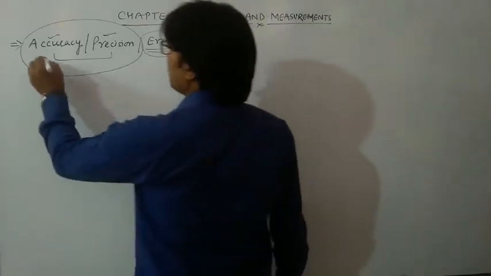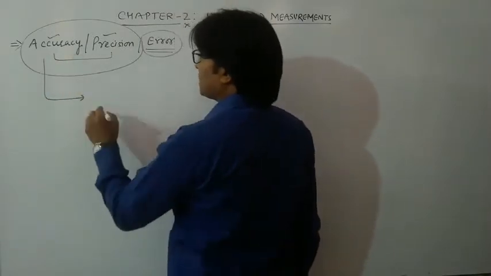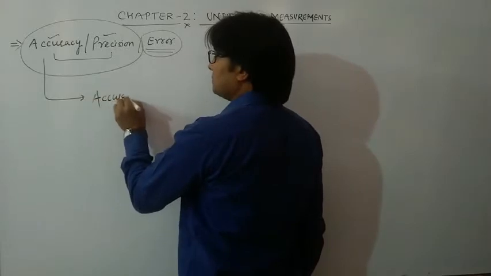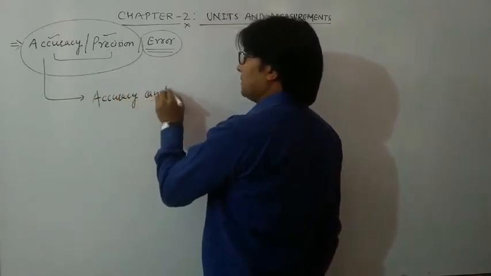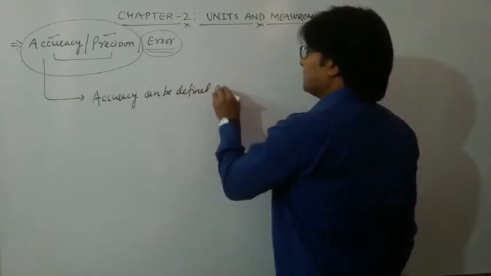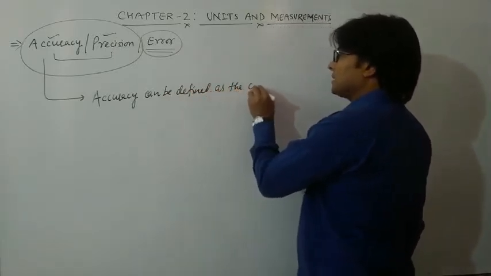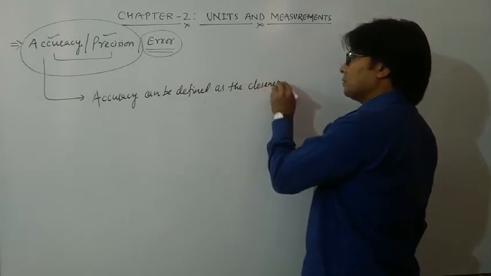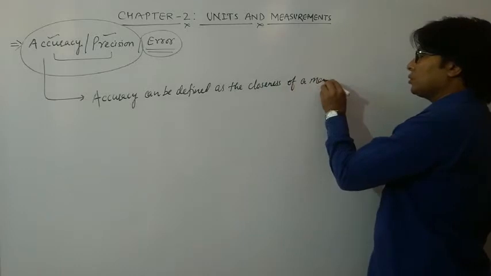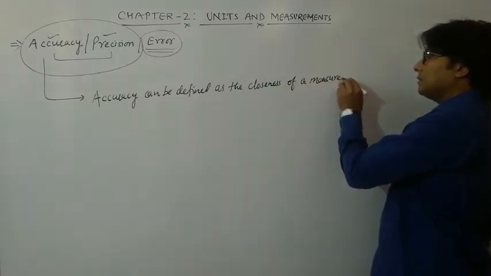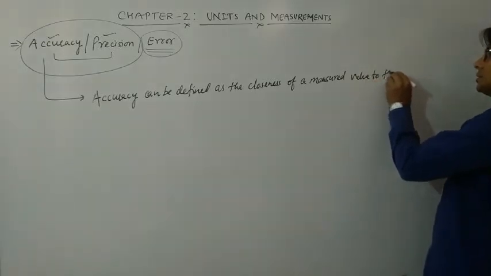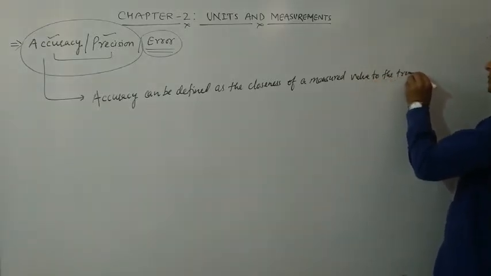So this accuracy, first we will define what accuracy is in fact. Accuracy can be defined as the closeness of a measured value by any instrument to the true value of that measurement.